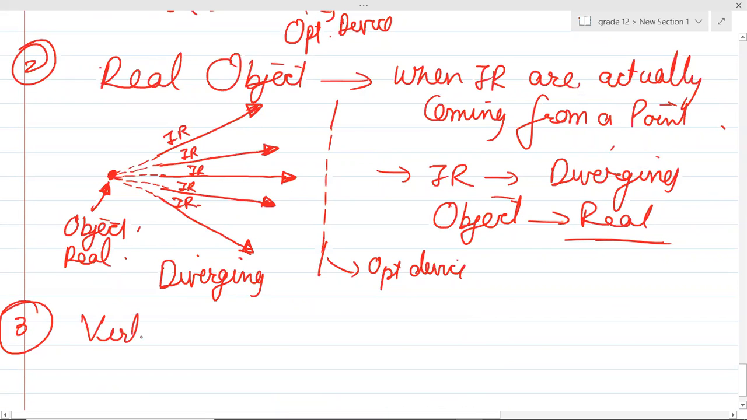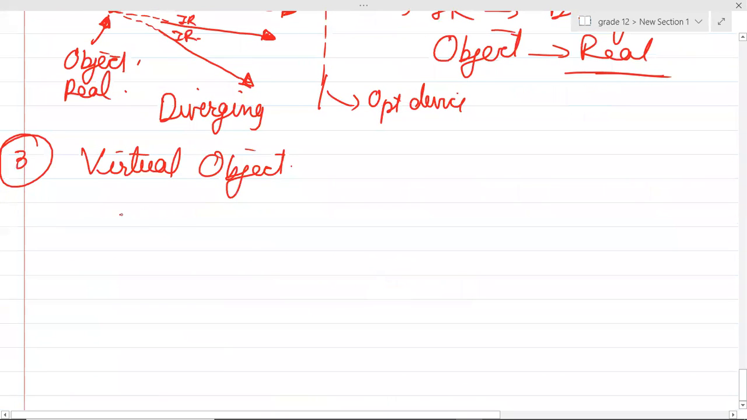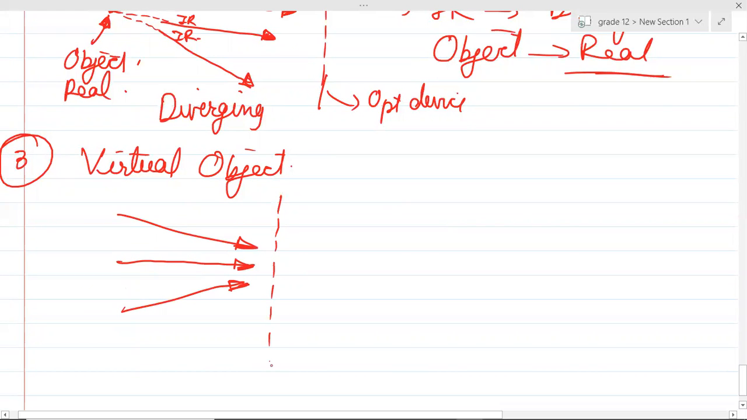The third case is basically a virtual object. Can anyone tell me what a virtual object is? When the light rays are converging. I'm drawing only 3 rays. Is it fine? Guys, I'm drawing only 3 rays. Is it fine? Yes, sir.